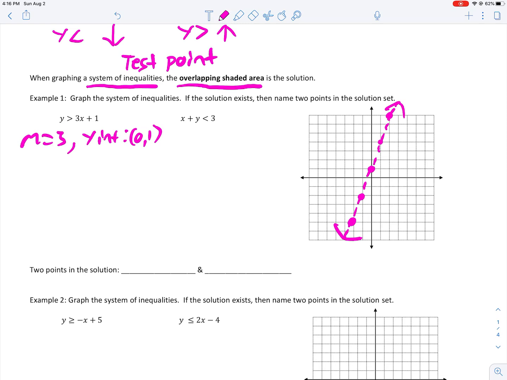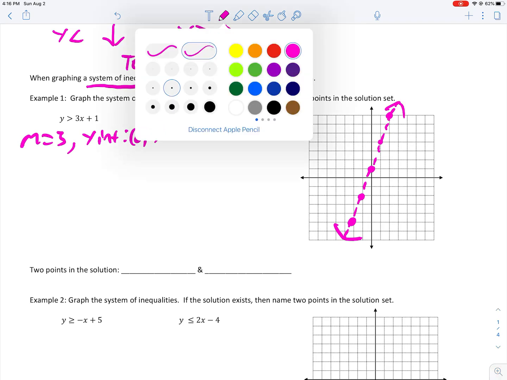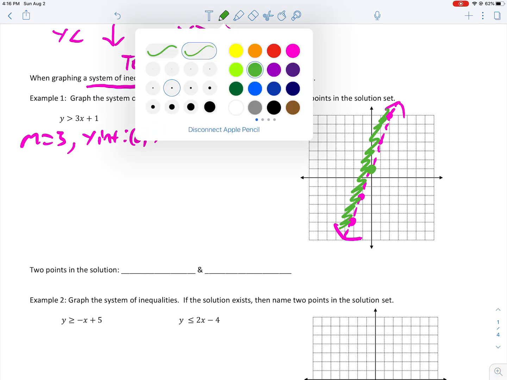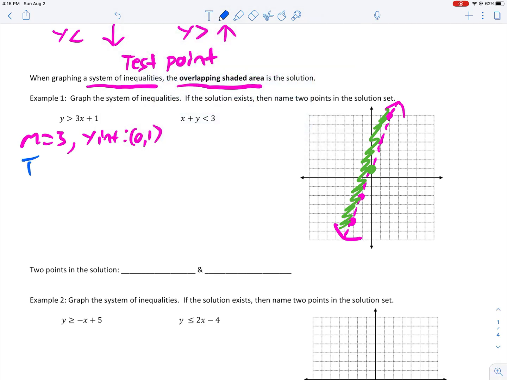So I have to figure out where I shade. y is greater than. So where are the points greater than that line? One of the easiest ways to do this is to go to the y-intercept, that green dot. Where are the points greater than that? Are they above it or below it? Well, greater than means above it, so I would shade above. I'm not going to get all crazy and go shading everything yet. I'm going to wait until I get the overlapping region.